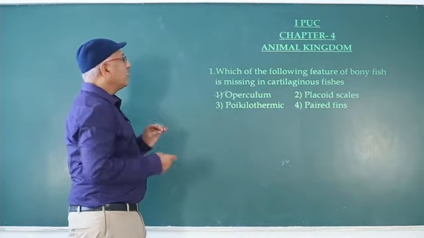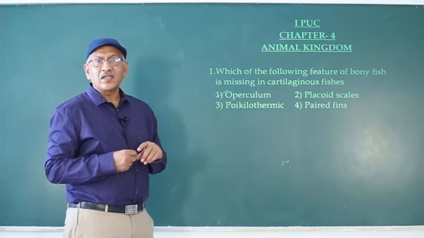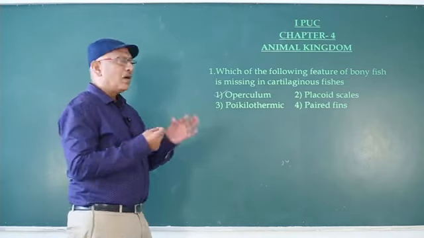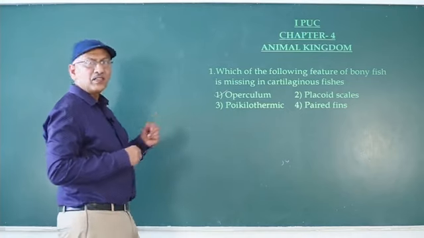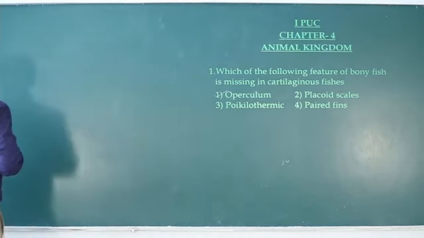So the character not seen in cartilaginous fishes is operculum. So actually it is better to discuss the differences between cartilaginous fishes and bony fishes with the help of diagram. Now we discuss the differences.